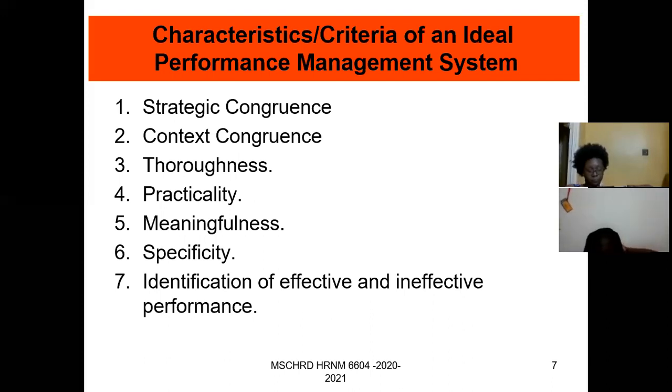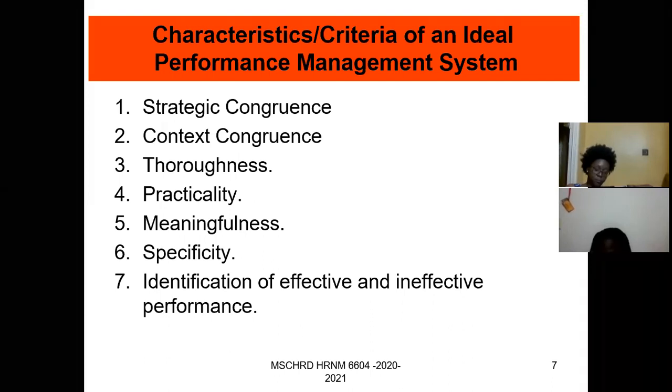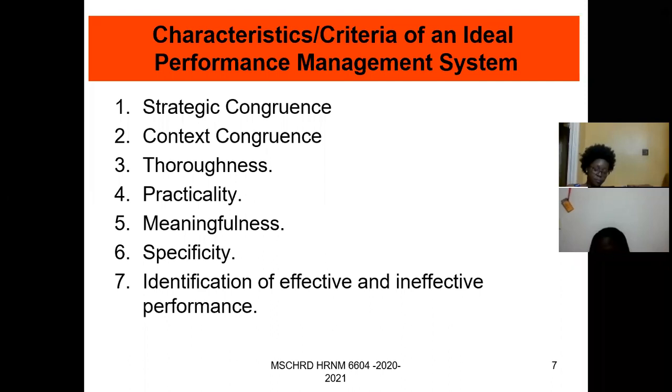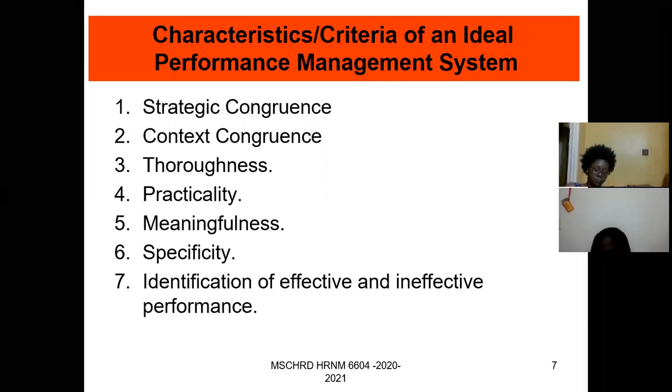Again, to be meaningful, the system should be able to be used for administrative decisions. So we go back again to those 6 purposes you saw before. And you remember one of those was administrative. So if the system cannot be used for administrative purposes, we say the system is not meaningful. It's not comprehensive enough, it's not meaningful.